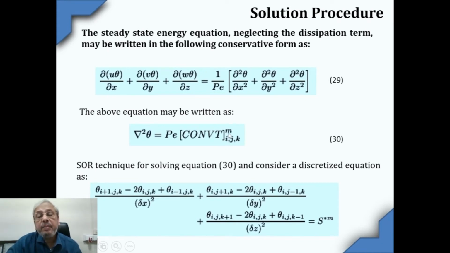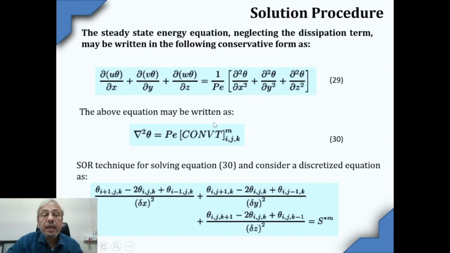Here this m index, the superscript, does not signify time level but iteration level, so the convective terms are at the ijk point at the mth iteration level. And del square theta we can simply discretize as the central difference in x direction, central difference in y direction, central difference in z direction.